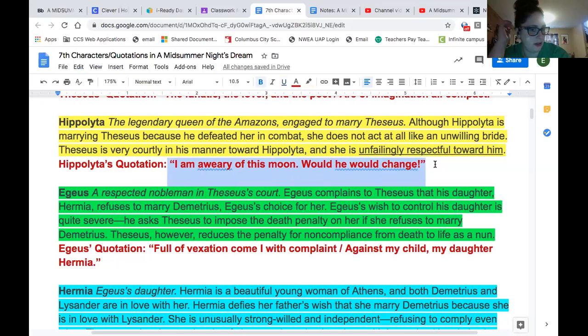Let's quote Hippolyta. Who can read that for me? Me. Okay. "I am aweary of this moon. Would he would change." Oh, I'm sorry. That's okay. So she's talking about the literal moon, but she's making a metaphor. She's like, I'm tired of what's happening right now. I wish it would change. Same here. We could say that about our situation right now.